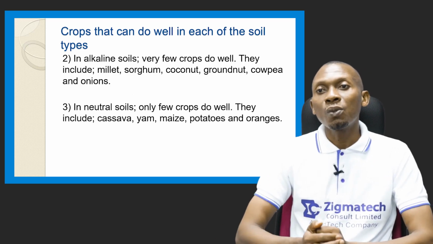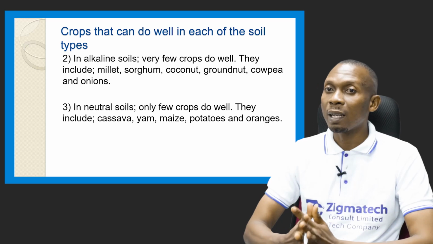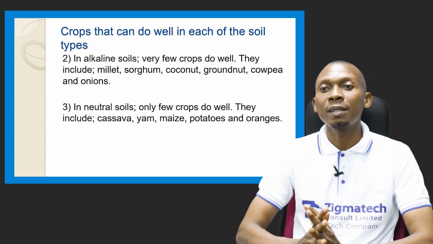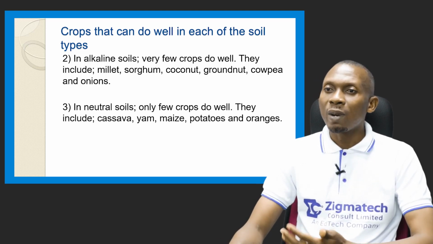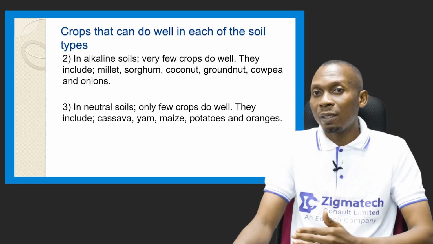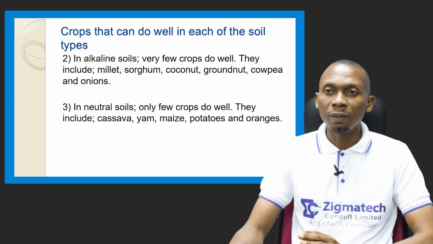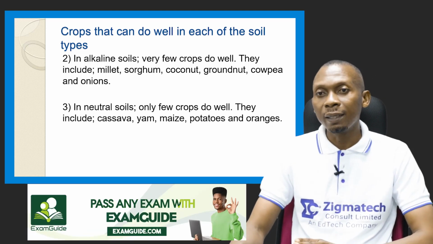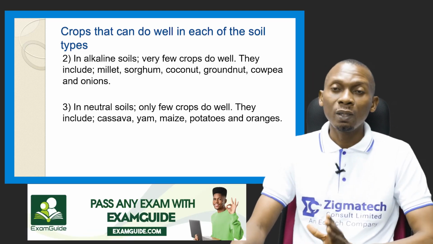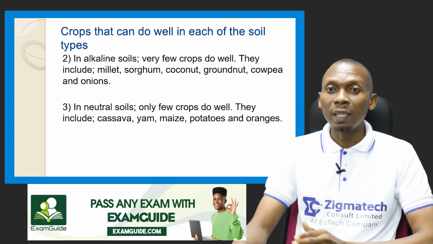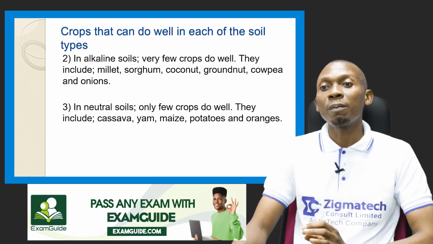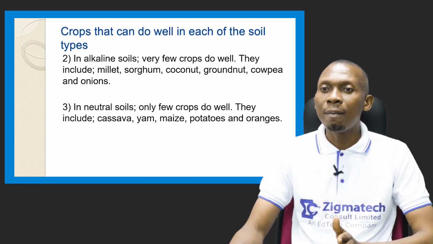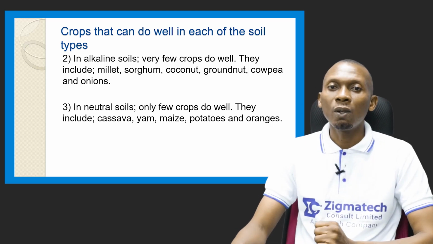In alkaline soils, we have crops that can do well. There are certain crops that can do well in an alkaline soil, and examples of such crops include millet, sorghum, coconut, groundnut, cowpea, and onions. So these are certain crops that can do well in an alkaline soil. In neutral soils, which are soils that are neither acidic nor alkaline, and based on our pH scale, you understand when you have a pH reading of 7, that's a neutral soil. We have few crops that can do well there, and examples of such crops include cassava, yam, maize, potatoes, and oranges.